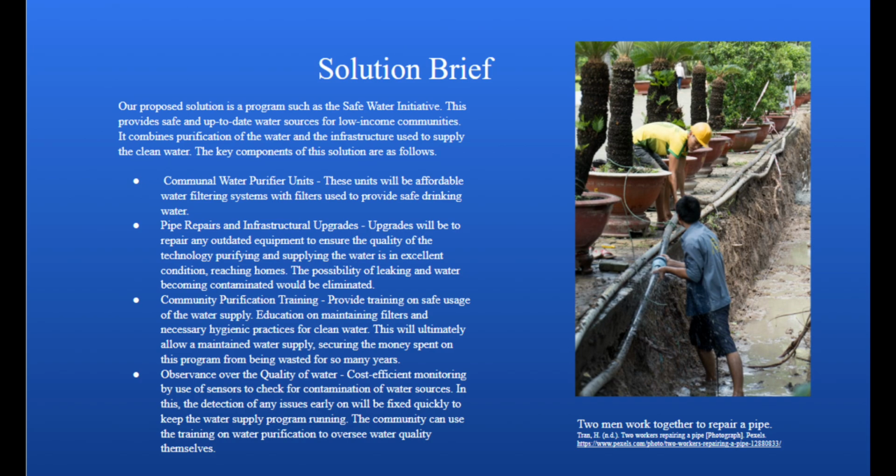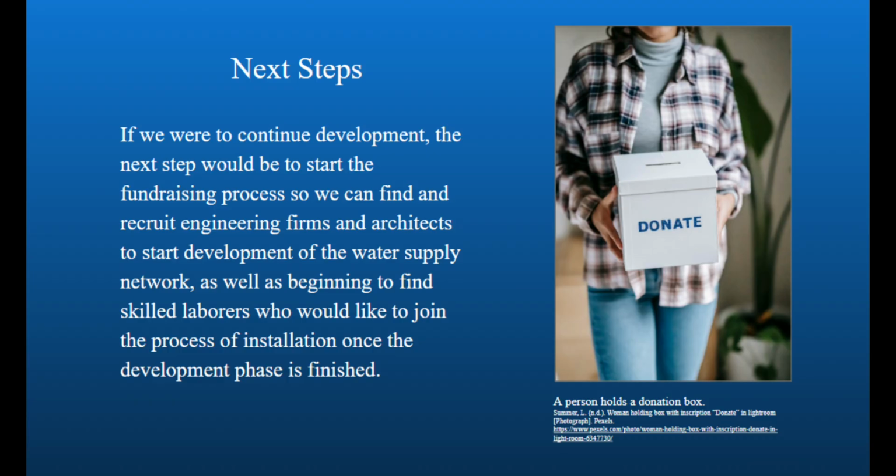Observance of the quality of water, cost-effective monitoring by use of the sensors to check for contamination of water sources. In this, any issues detected early on will be fixed quickly to keep the water supply program running. The community can use the training of water purification to oversee the water quality themselves. For our next steps, we would begin the fundraising process so we could begin to recruit engineering firms and architects to start the development of the water supply network, as well as beginning to find skilled laborers who would like to join the process of installation once the development phase has been completed.